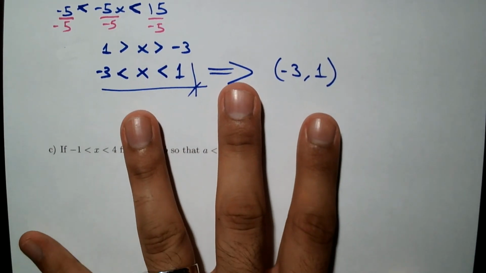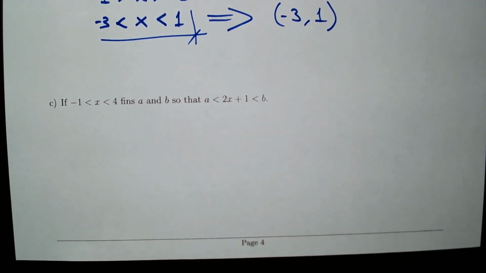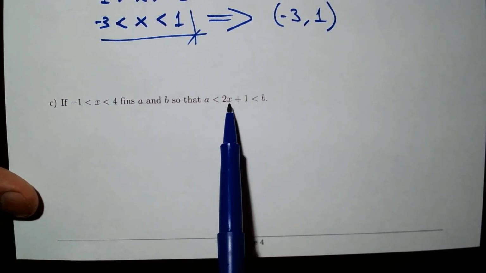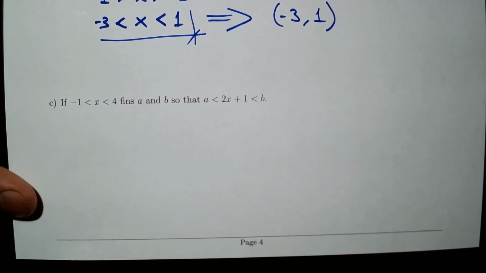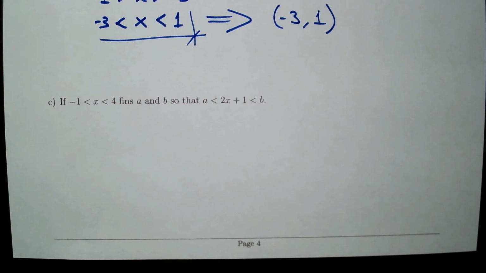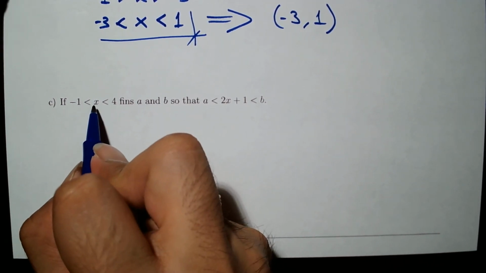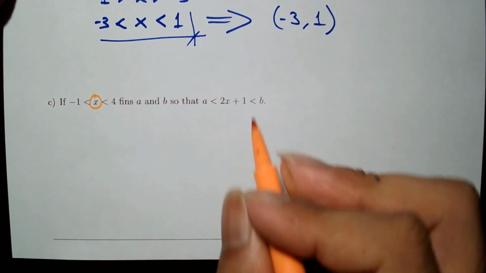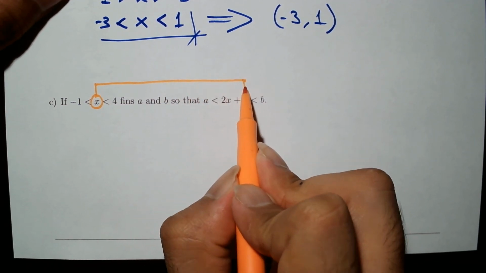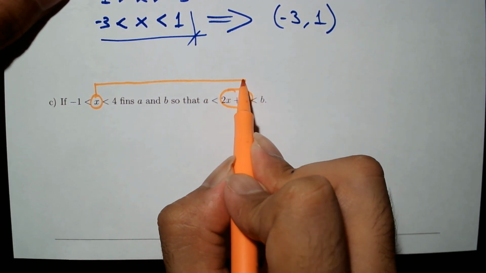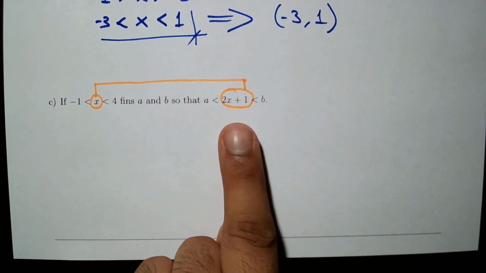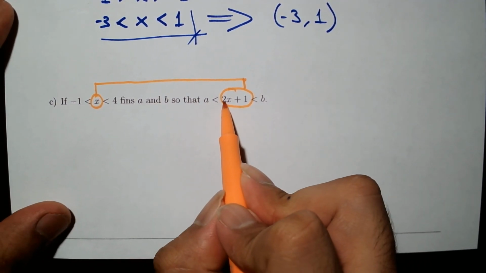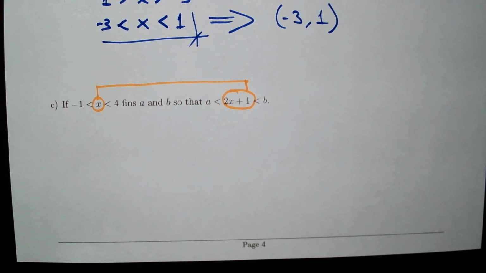A very classical problem in pre-calculus and college algebra is you're given an inequality and they ask you to find the values of a and b, so that this inequality holds. Alright. Okay. What are we going to do? We start with a sole x. That's all we have. So we want to go from x to 2x plus 1. In order to get 2x plus 1, we need to do 2 operations to that x. Number 1, multiply by 2, and then add 1.